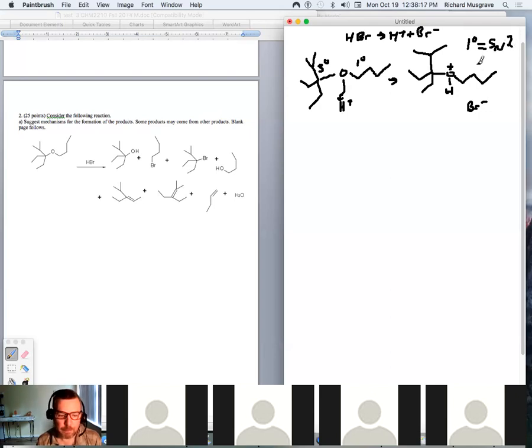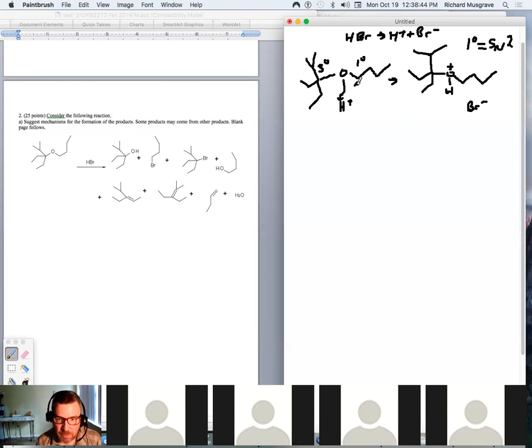Sorry for interrupting. The tertiary would relate to how many branches are coming off that carbon, right? Well, more specifically, Hunter, how many Cs are coming off the C connected to the O? I'll say it again. How many Cs are coming off the C connected to the O? This is the C connected to the O. Okay, tertiary, yeah. Right.